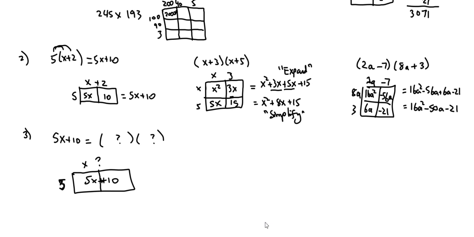And this one, the area is 10. One of the dimensions is 5. What does the other have to be? Well, it has to be plus 2. So that means we can factor this into 5 times x plus 2. And you can see this is factored because it's something times something, which is what we need for factoring.